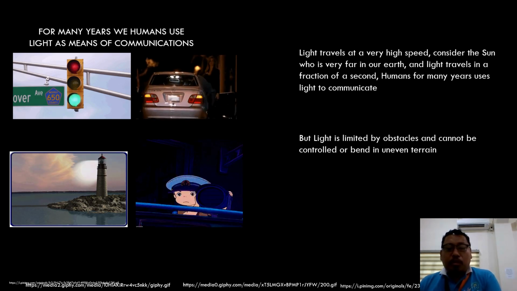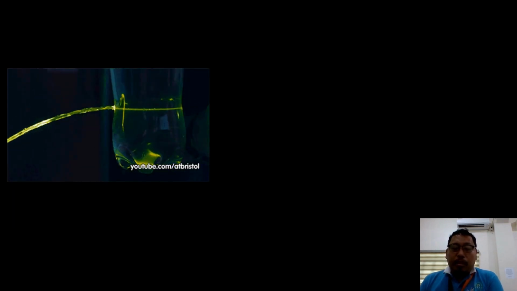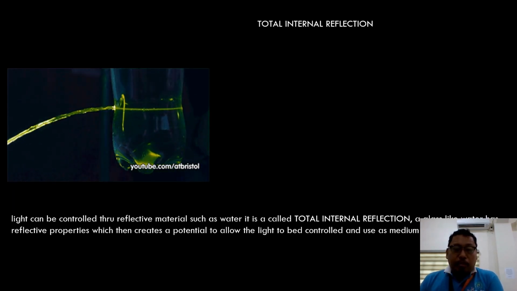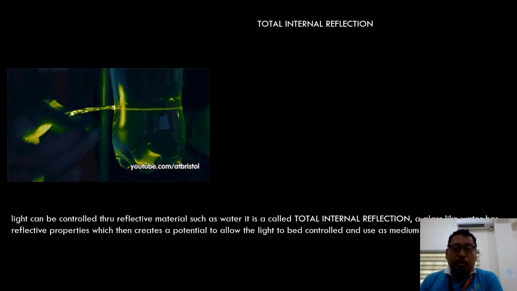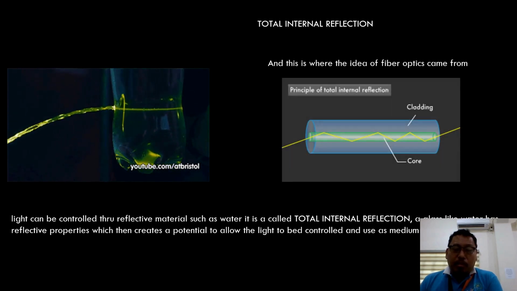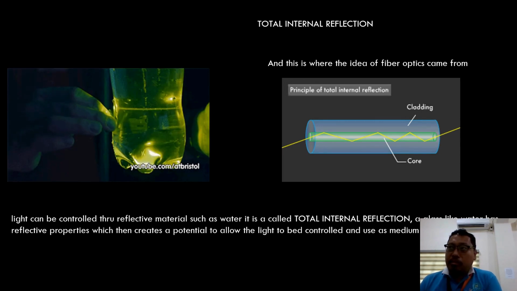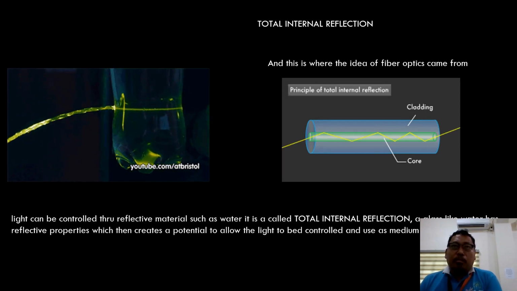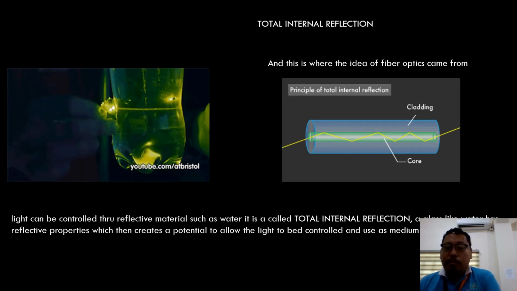Is there any possibility that we can bend and control light? Yes, there is. We can control light through the use of total internal reflection. And this was first observed in 1611 by Johannes Kepler, a German scientist. And he said that light can be controlled or bent by any reflective material, such as water or glass. And because of that, scientists in the 1960s or 70s got an idea to manipulate light with the use of glass. And this is where our fiber optic came from.